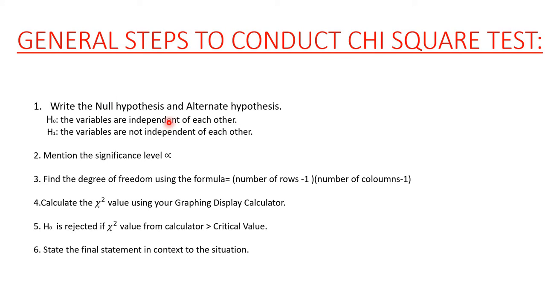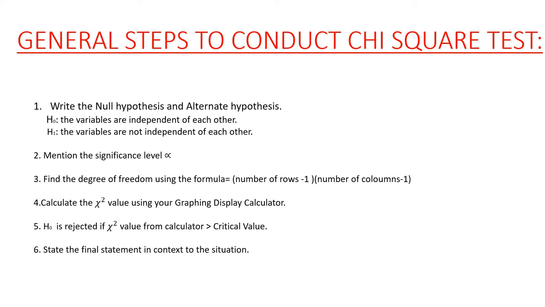Friends, these are 6 simple steps. If you follow these 6 simple steps, your chi-square test would be done. These are the general steps to conduct chi-square test. So let's see what are these. You need to write the null hypothesis and alternate hypothesis being step 1.